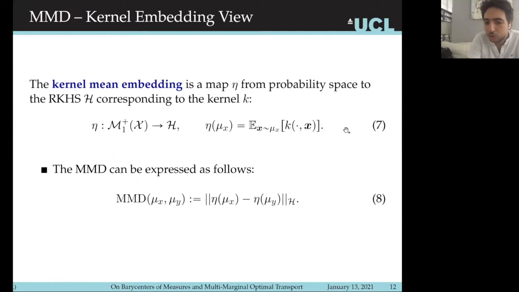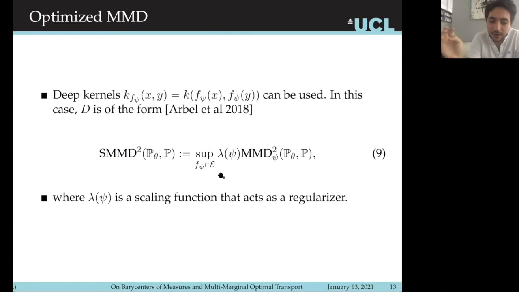There is another view of MMD, which is based on the concept of kernel mean embeddings. These are maps from probability space to a reproducing kernel Hilbert space, or an RKHS. I'm not going to go too much into the details because it's not going to be the focus, but the idea is you embed the probability measure as a point in some RKHS, and then you define the MMD as a distance in the RKHS between the embeddings of the two measures. So that's this distance. The problem of MMD is it doesn't work really well in high dimensional spaces, especially image spaces, because it's hard to set a kernel that is sensible for that space.